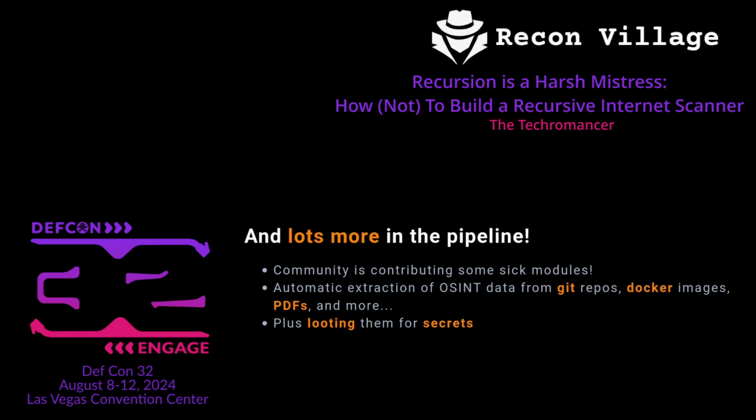There are some awesome people in the community who are writing new modules and adding new features. Some of the features that are up and coming are going to be super cool. I'm actually super excited. We have features that will automatically download Git repos and Docker images, extract them and loot them for secrets, extract URLs from them and feed them back into this giant recursive machine. So yeah, it's going to be awesome.